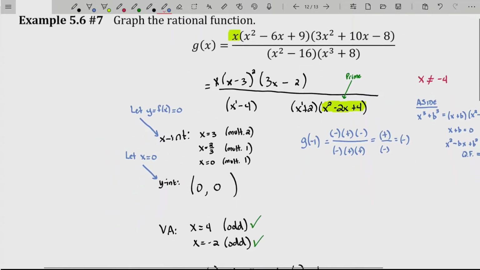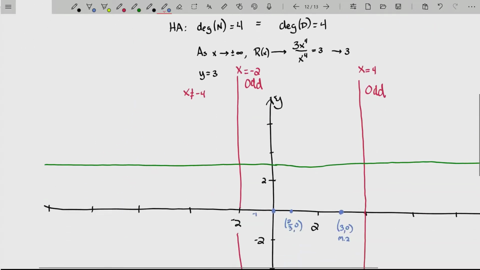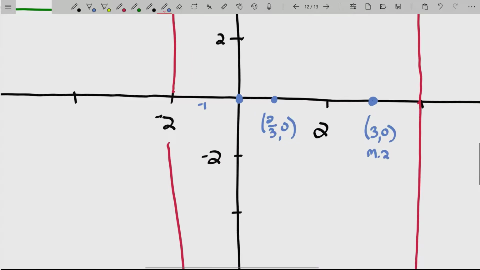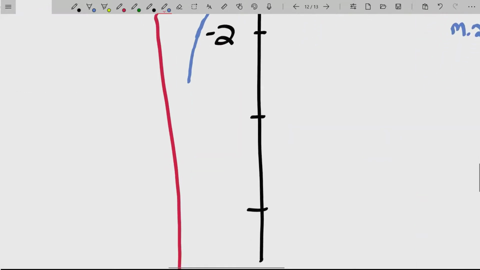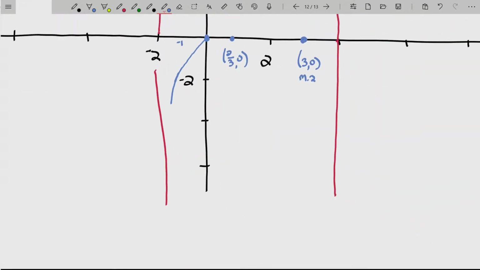So what does that mean? It means that when you plug in negative 1 into your function g, the value will be below the x-axis. So it's going to fall here. It's not going to come back up, by the way. It's not going to all of a sudden do this because there's no x-intercept. So it's just going to fall as you graph to the left.